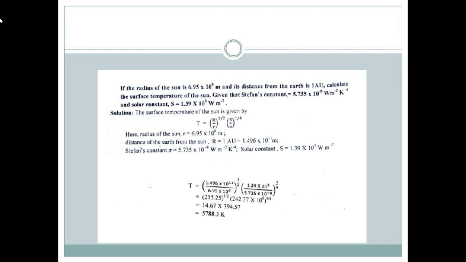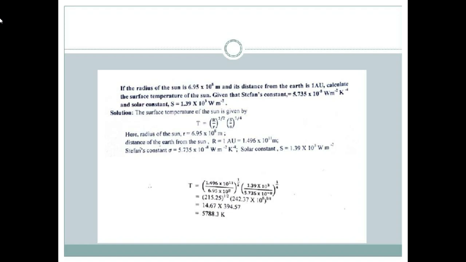If the radius of the sun is 6.95 × 10^8 meters and its distance from the earth is 1 astronomical unit, calculate the surface temperature of the sun, given Stefan's constant is equal to 5.735 × 10^-8 watt per meter square per K^4, and the solar constant S is equal to 1.39 × 10^3 watt per meter square. So we know the formula for T, the surface temperature of the sun, is given as T = (R/r)^(1/2) (S/σ)^(1/4).